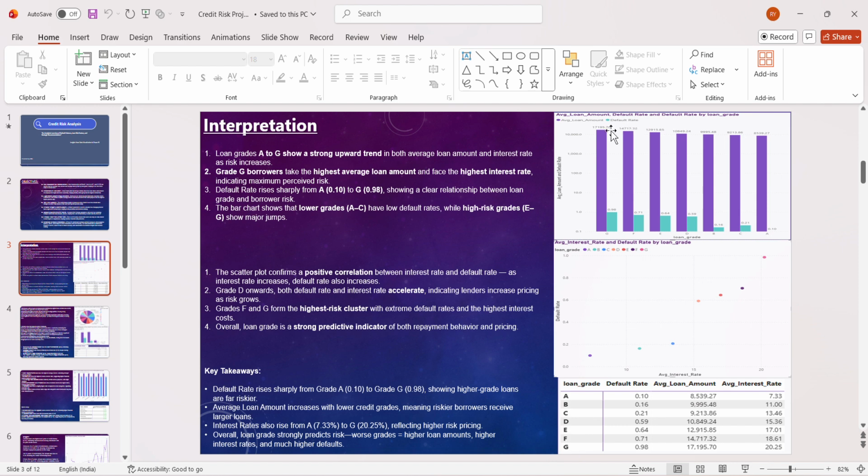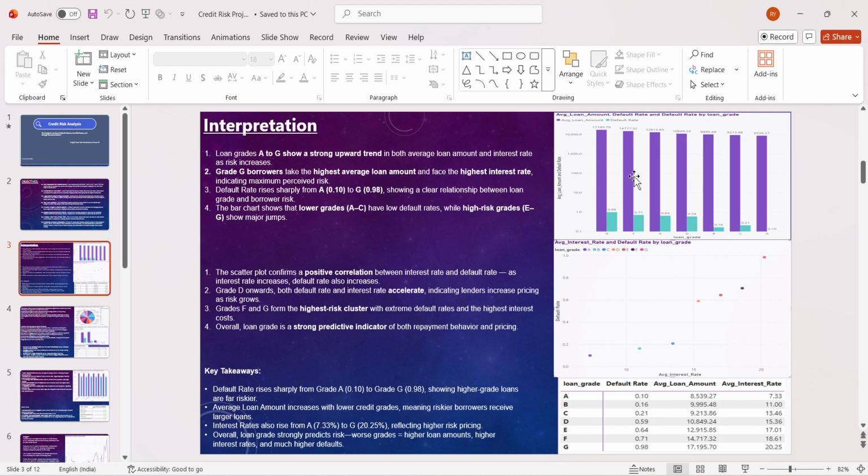Okay, so the loan grade A to G shows a strong upward trend. As you can see here, from A to G, there is an upward trend in both average loan amount and interest rate as risk increases. Grade G borrowers take the highest average loan amount and face the highest interest rate, indicating maximum perceived risk. Default rate rises sharply from 10% to 98%, which is A to G, showing a clear relationship between loan grade and borrower risk.